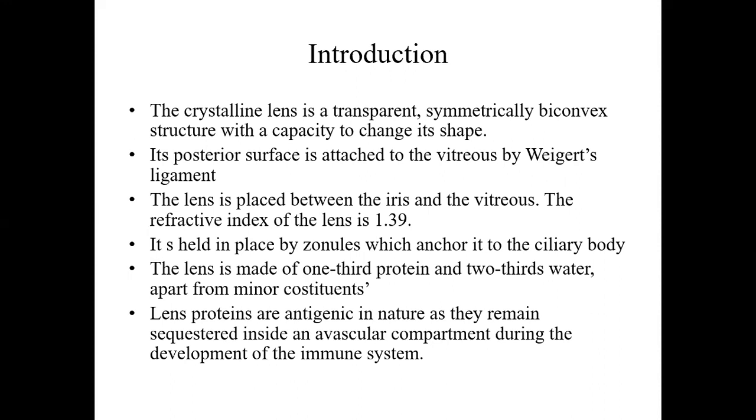Its posterior surface is attached to the vitreous by a ligament called Wieger's ligament. That means the back part of the lens, the posterior capsule, is attached to the vitreous. And the lens is placed between the iris and the vitreous. That space we normally call the posterior chamber. That's where the lens is placed.